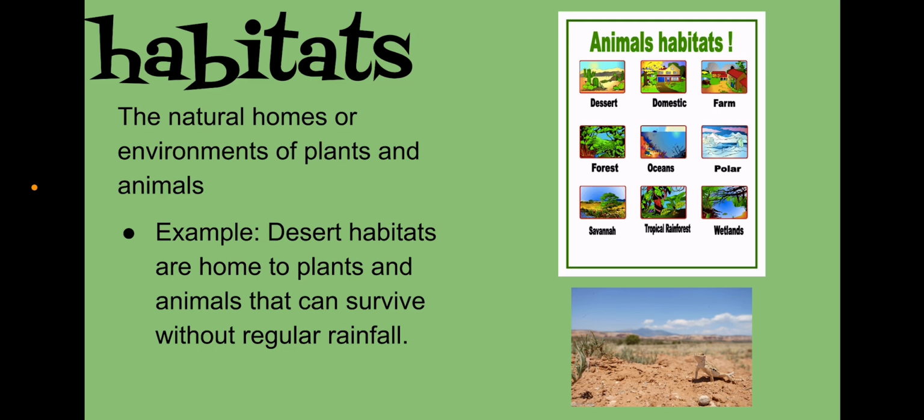Habitats. The natural homes or environments of plants and animals. For example, down at the bottom you see a desert habitat. Desert habitats are homes to plants and animals that can survive without regular rainfall. So you can see that lizard, he doesn't need a lot of rain to survive.